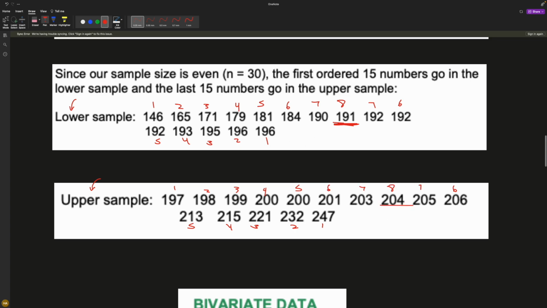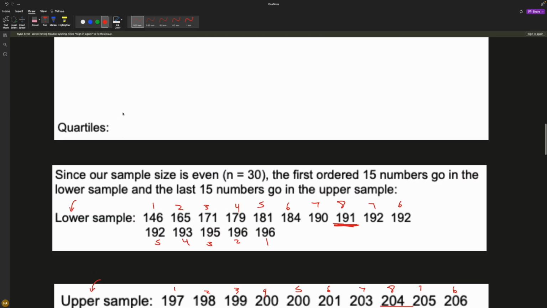So we have here our lower quartile. So lower, or in other words, Q1 equals 191. And then our upper, which is Q3, equals 204.